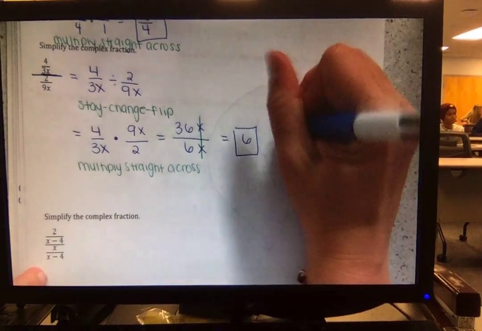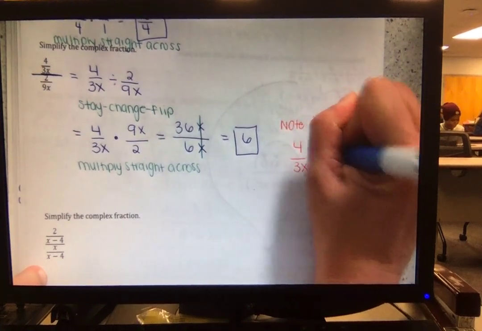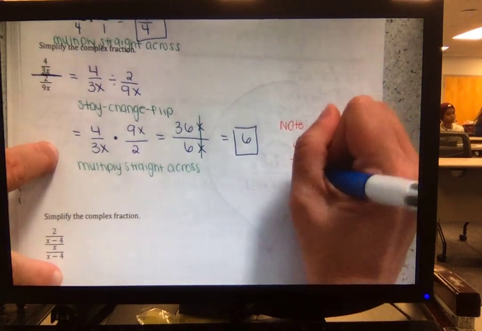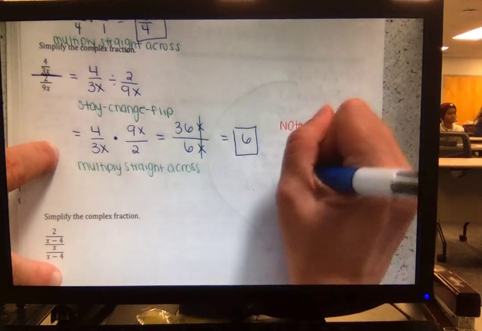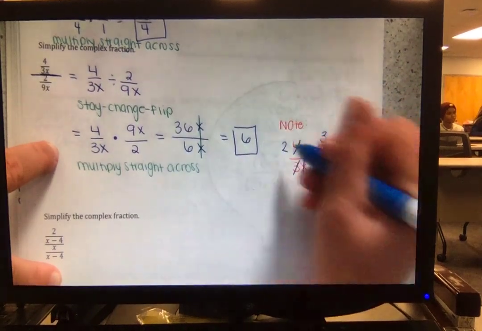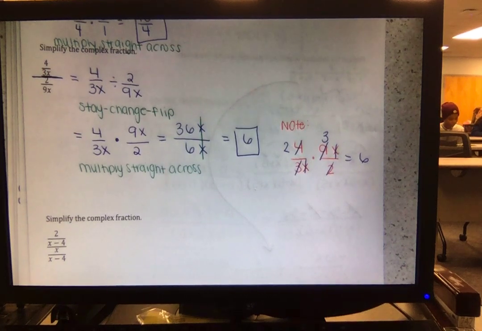So side note, if we have 4 over 3x times 9x over 2, from right here, some people like to simplify right here. That's totally cool. If you say, okay, they both have this x, I can cancel out. 9 divided by 3 will give us this 3 up top. 4 divided by 2 will give us this 2 up top. 2 times 3 is 6. You can do that as well. Either way. What questions do you have for me?